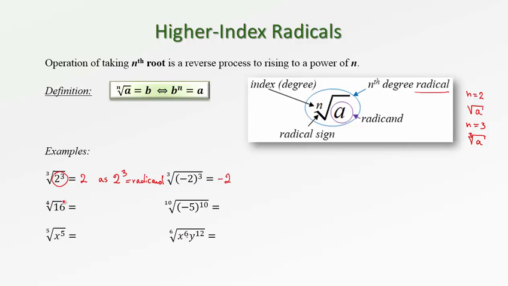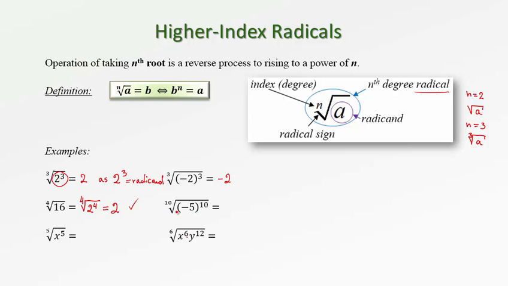What about fourth degree root of 16? 16 can be treated as a power of 2, since 2 to the 4 is 16. So if we rewrite the fourth degree root of 16 as fourth degree root of 2 to the 4, then we notice that the fourth degree root is actually undoing this power of 4, so we end up with 2, because according to our definition, 2 to the 4 is giving us back our 16, so everything seems to be fine.